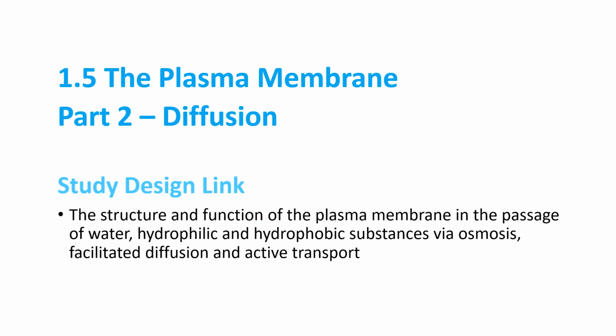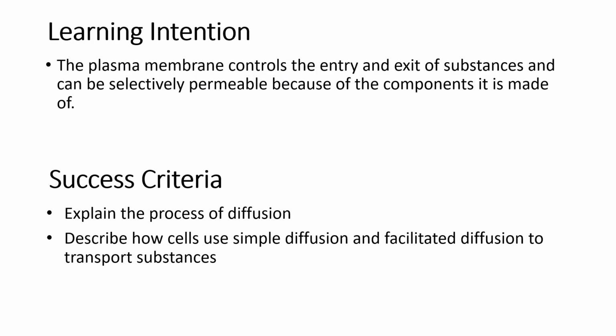All right, everybody, in this section we're learning more details about the plasma membrane and in particular how substances cross the membrane, which is really important because that's how cells get their nutrients in and it's how they get their wastes out. So we're focusing on diffusion in this section.